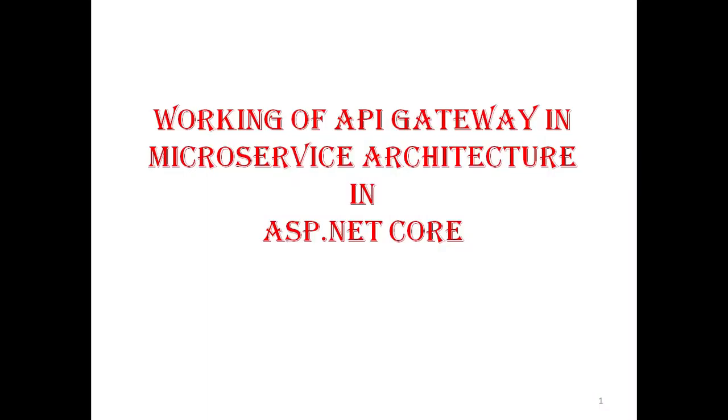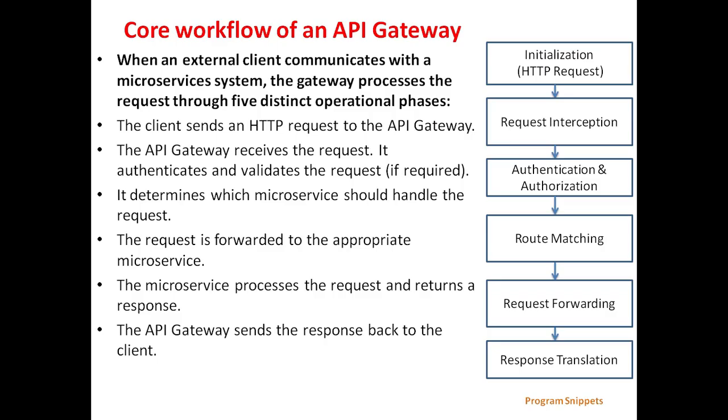Here we will see working of API gateway in microservice architecture. When an external client communicates with a microservices system, the gateway processes the request through 5 distinct operational phases. The client sends an HTTP request to the API gateway.